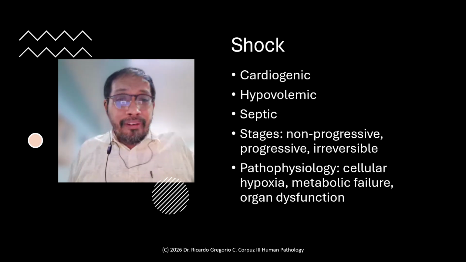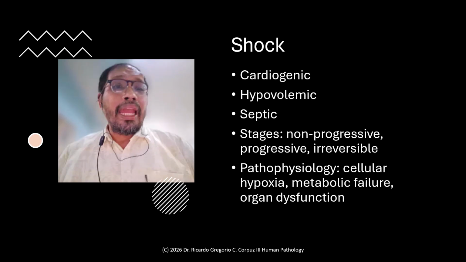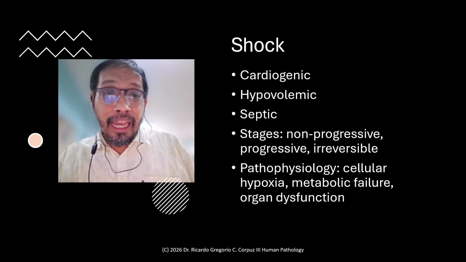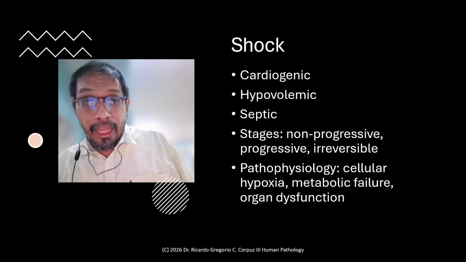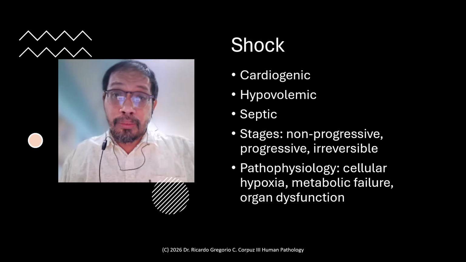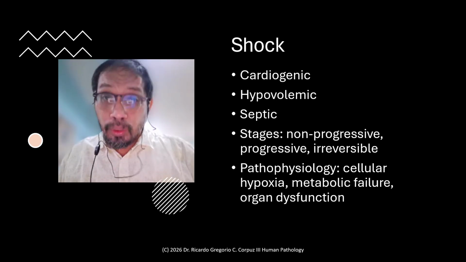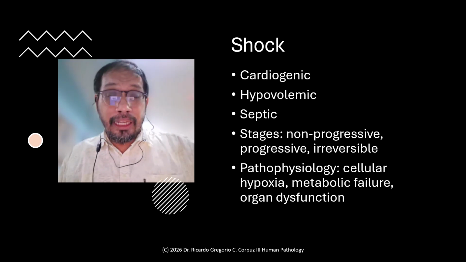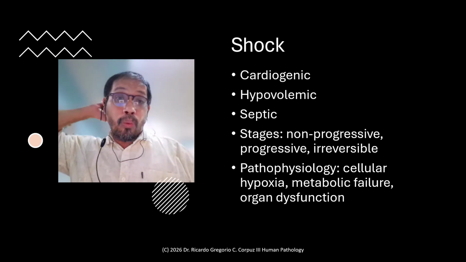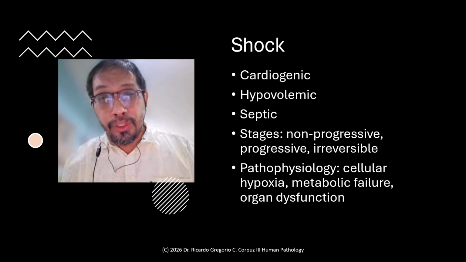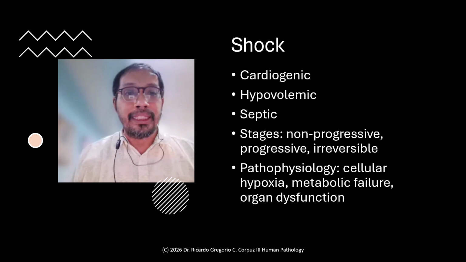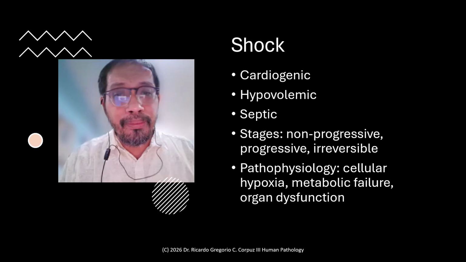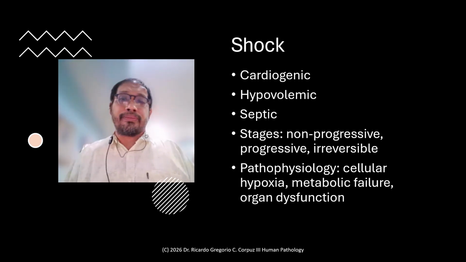So why does organ failure develop? As shock progresses, microvascular injury and persistent hypoxia lead to ARDS from pulmonary endothelial damage, acute tubular necrosis in the kidney, ischemic necrosis in the liver and gut, coagulopathy from consumption of clotting factors and DIC. So this multi-organ failure marks the transition from reversible to irreversible shock.